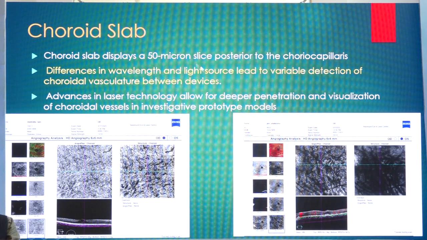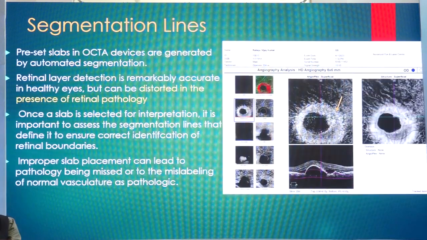Choroidal slab is 50 microns below the choriocapillaris. Difference in wavelength and light source lead to variable detection of choroidal vasculature between devices. And you can see nice choroidal vasculature in the choroidal slab, and if you have a pachychoroid disease, these vessels will be dilated.